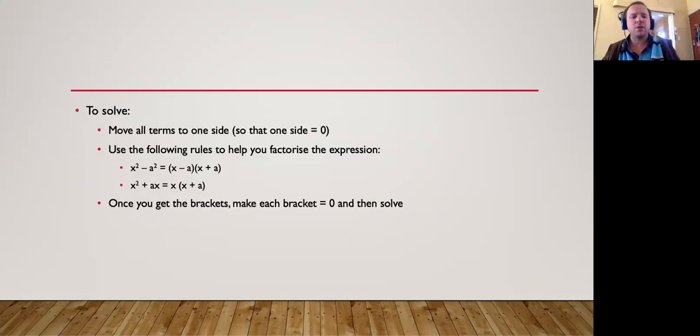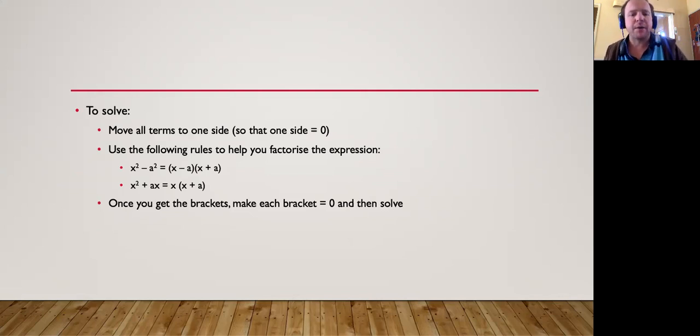So, to solve them, you're going to move all the terms to one side. So basically, everything needs to go to one side. The other side will need to be a 0. So what will happen is that you'll end up with a situation where you can say all the terms equal to 0. So that's important for you to remember. You need to make sure that one side has to be 0. Otherwise, you're not going to be able to do this section.